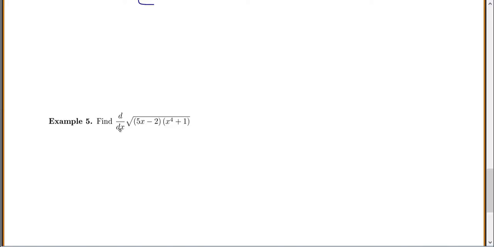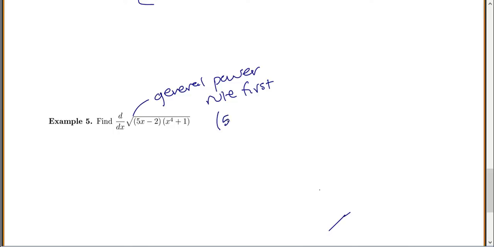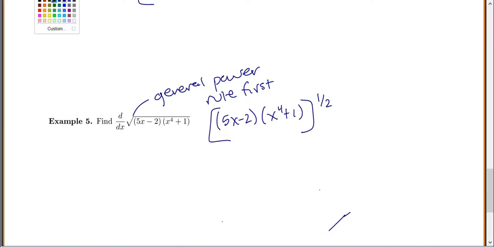In example 5, let's find this derivative for the square root of 5x minus 2 times x to the power of 4 plus 1. So this one, this square root, we actually need to do the general power rule first. So I'm going to rewrite this as 5x minus 2, x to the power of 4 plus 1. And all of that is raised to the power of 1/2. That's what the square root means. So I have this big power around everything. I can't do anything until I deal with that 1/2 power. And so we need to use the general power rule.